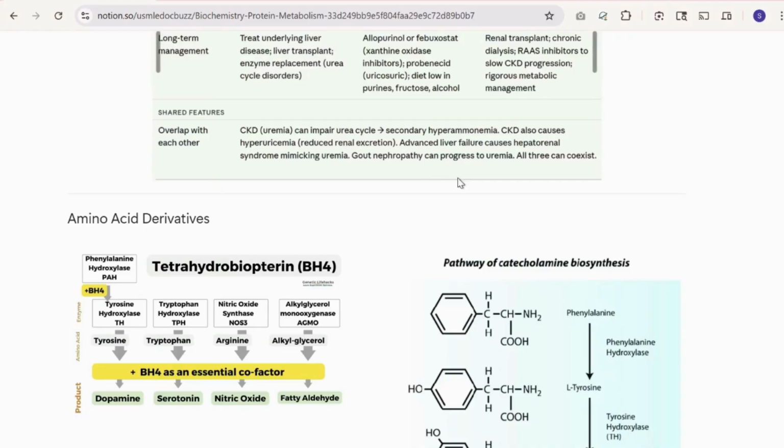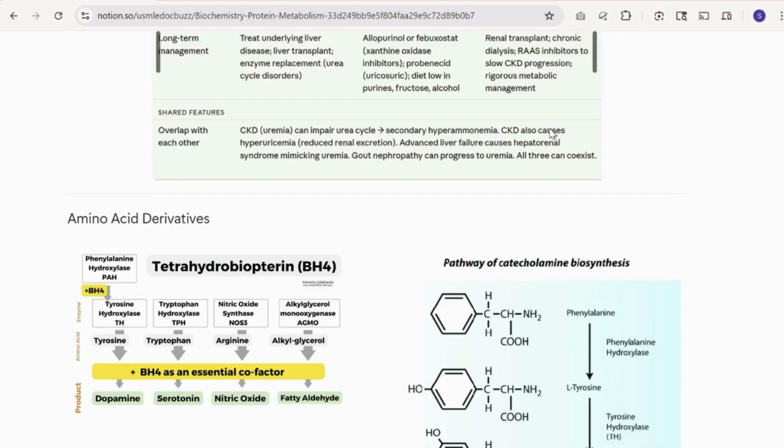And if you end up having advanced liver failure, you're going to start to mimic uremia because you may have hepatorenal syndrome, right? So renal failure can lead to hepatic problems, which can lead to renal problems. That's what they're going for.